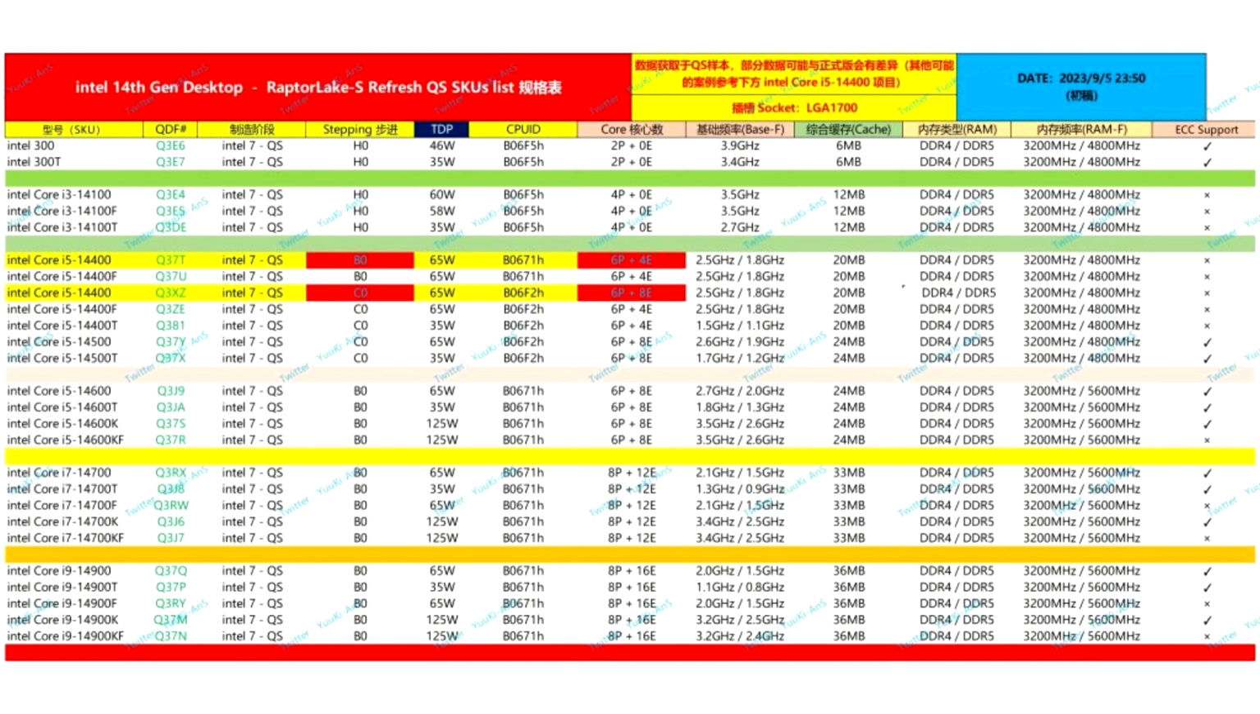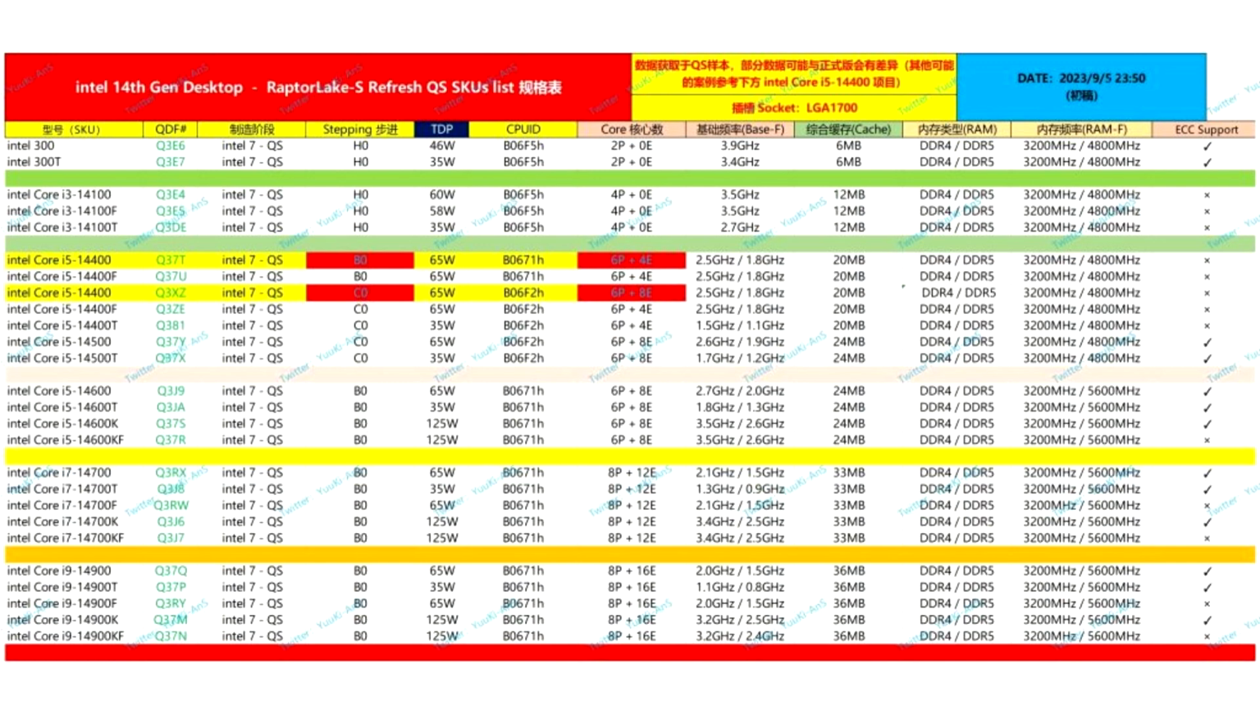The table shows that it might be designed with a 6P plus 8E configuration or a 6P plus 4E configuration, but it's unclear which one it ends up with. Moreover, Intel is also launching 2 entry-level chips, the Intel 300 and 300T. Our guess is that these will replace the current Intel Pentium Gold and Celeron CPUs that belong to the Alder Lake series. The memory support of these chips is also worth mentioning.